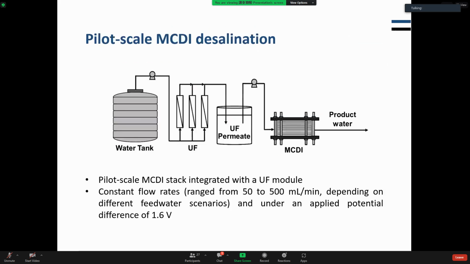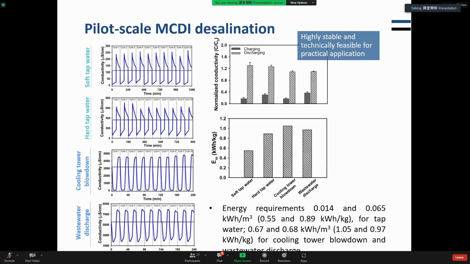Okay, since it is being tested in Taiwan, the MCDI is integrated with a UF module, just in case there is some fouling or scaling problem. That's a typical thing that we do in Taiwan, because the humidity and the temperature are quite high, so the membrane will get fouling or scaling really quickly. Okay, so that's the result that we have found.